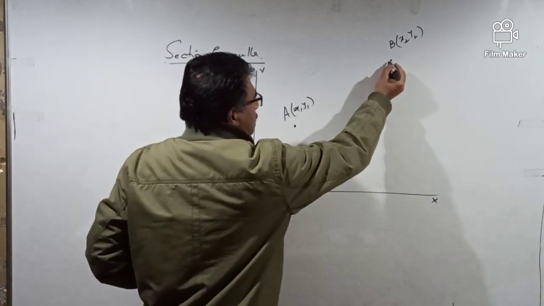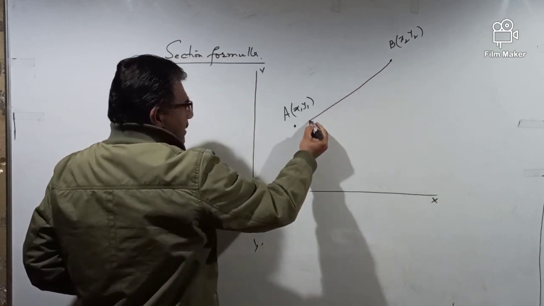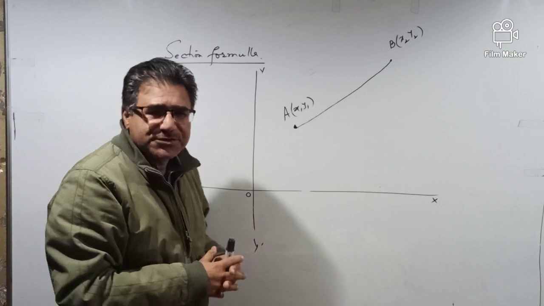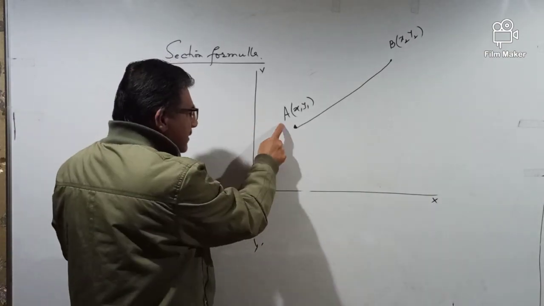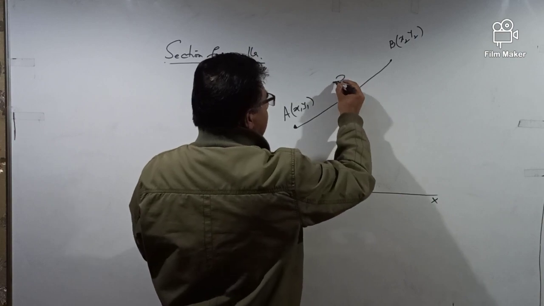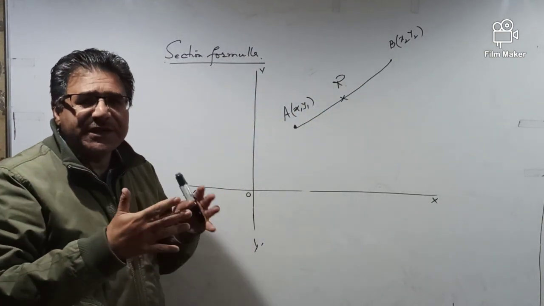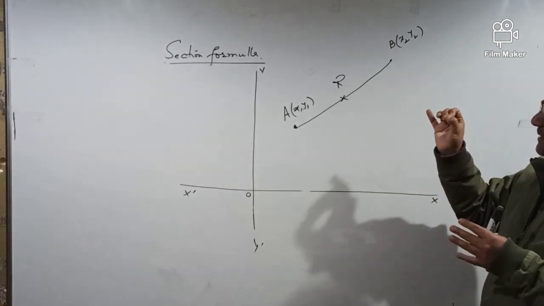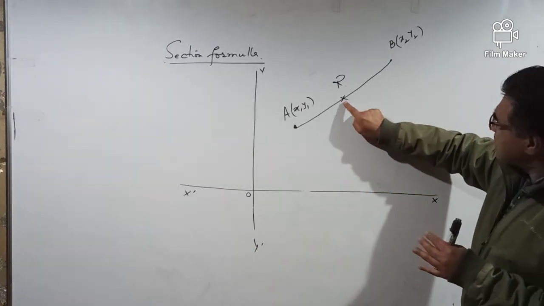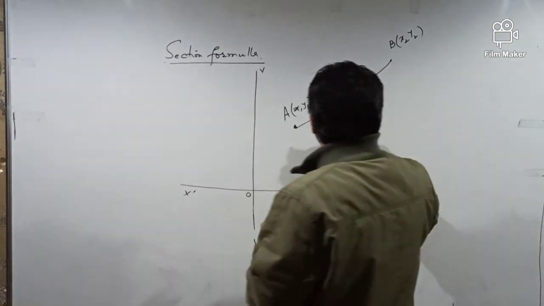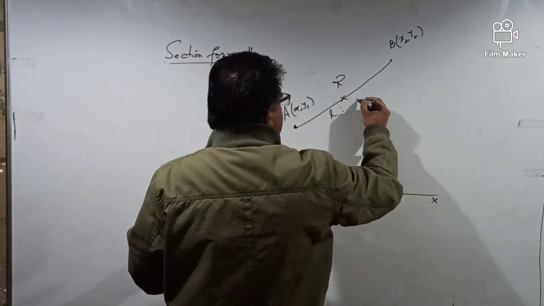If I join these two points, I will get a straight line. A is given, B is given. Now there is a point R somewhere in between A and B, not exactly at the center. This R divides AB in some given ratio, say in the ratio of L is to M.